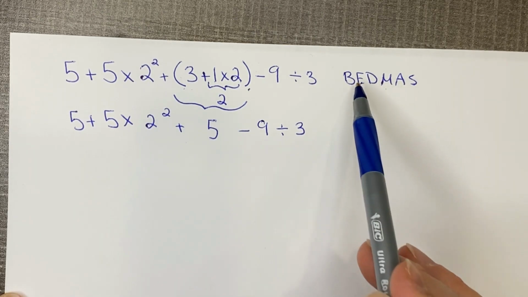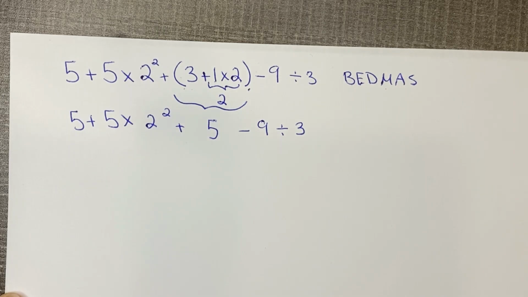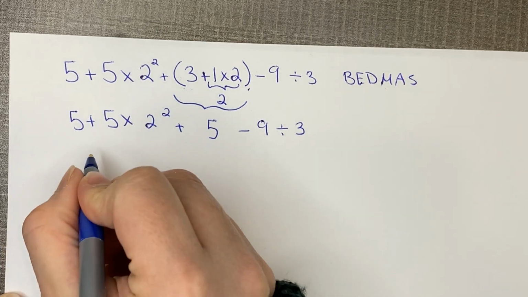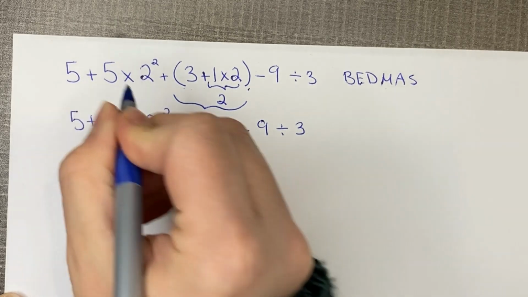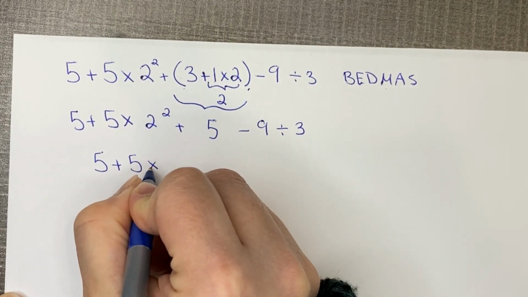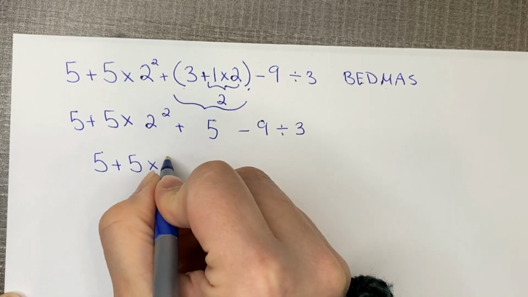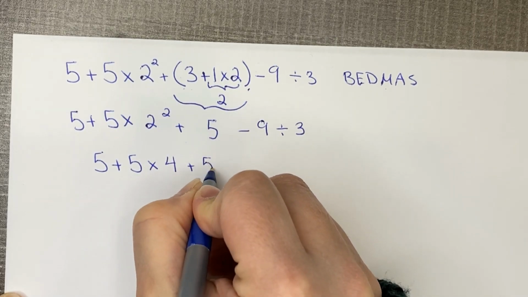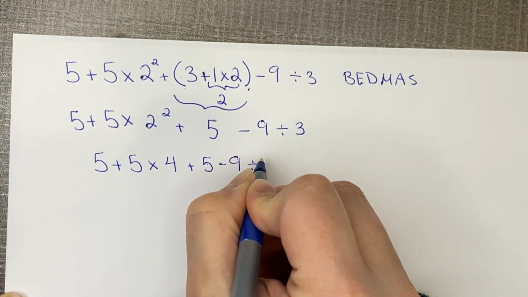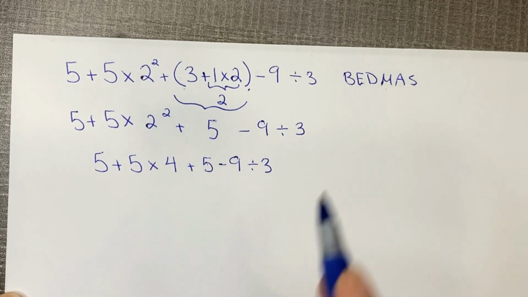So the next item to tackle is the E, which is exponents. So the 2 to the power of 2 is going to give me a 4. Okay, so I still got my 5 plus 5 times. Now this is going to become a 4 plus 5 minus 9 divided by 3. Good. So I don't have any more brackets. I don't have any more exponents.